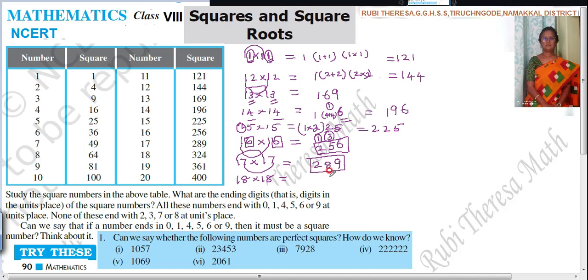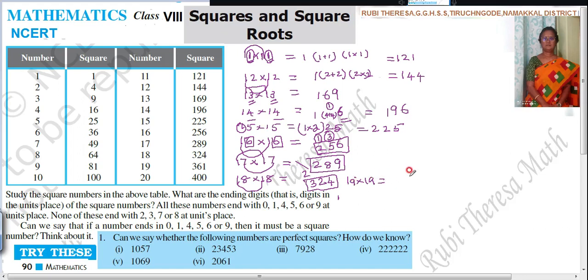Then 18 into 18. 8 eights are 64. Remainder 6. Keep it in mind. 8 plus 8 is 16. 16 plus 6 is 22. Remainder 2. 1 into 1 is 1. 1 plus 2 is 3. 324.